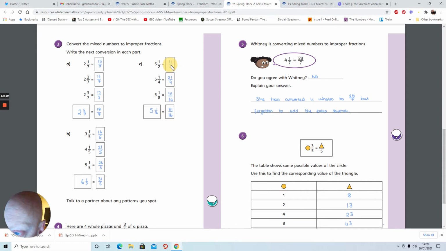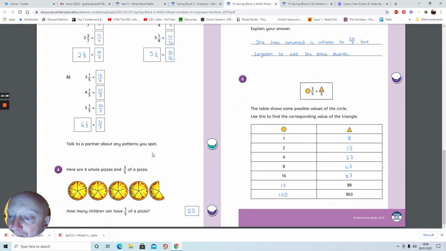So there's a pattern there. It goes 11, 21, 41, 81. So this number here, in this column here, is doubling each time. 1, 2, 4, 8. Alright? It's a good one, that. Nice to think about it.